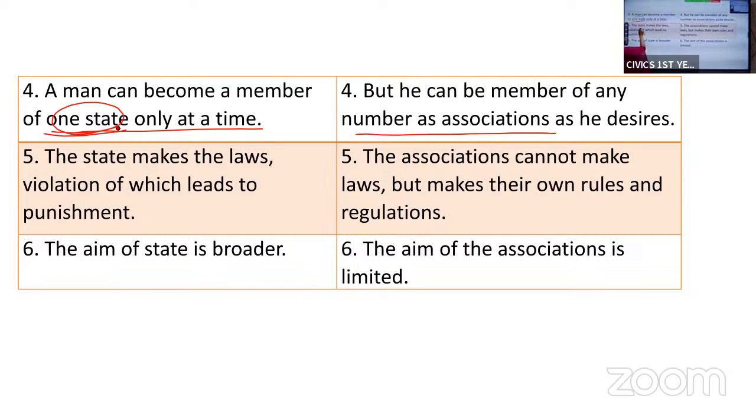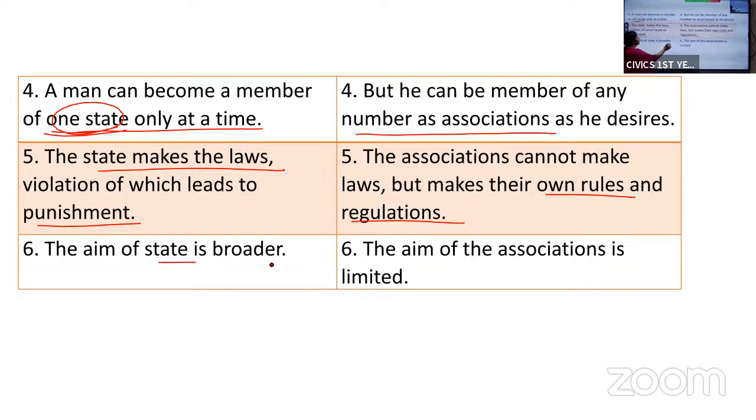Now, the state makes the laws. Violation of these laws leads to punishment. So if you are not following the laws, you will have to face the punishment. But association has its own rules and regulations, and you don't face any punishment there. It will not make any laws. They are simple rules and regulations.